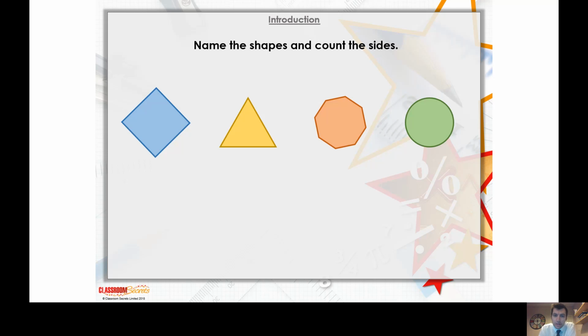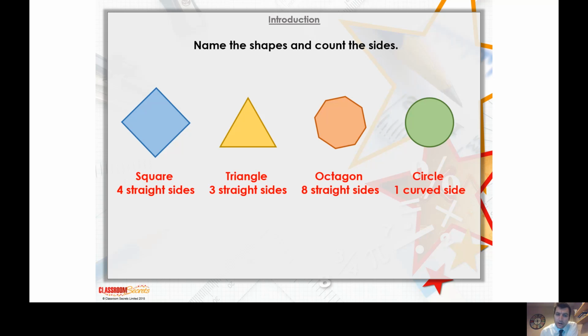So you could see the blue, the orange, the red, and the circle, and the green. So the square, the triangle, the octagon, and the circle. How many sides does each one have? Pause it if you need to. And you can see now we've got 4, 3, 8 and 1 curved side with our circle at the end. So we've seen the number of sides they've got.